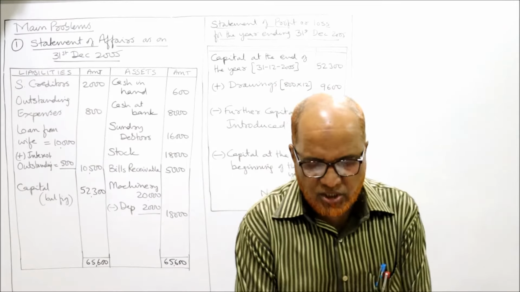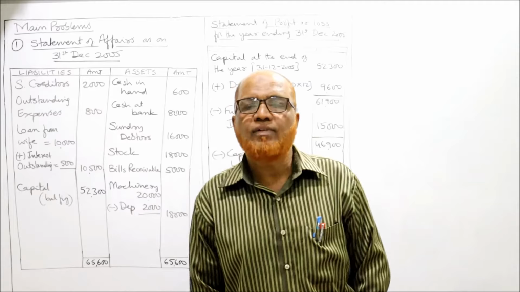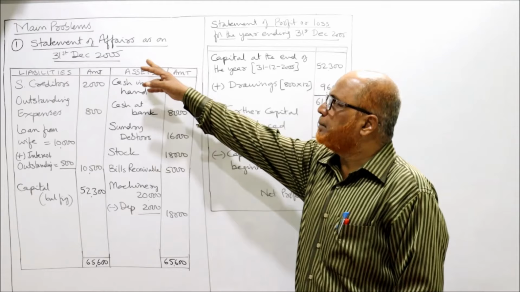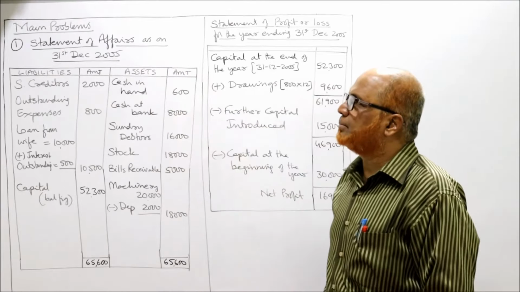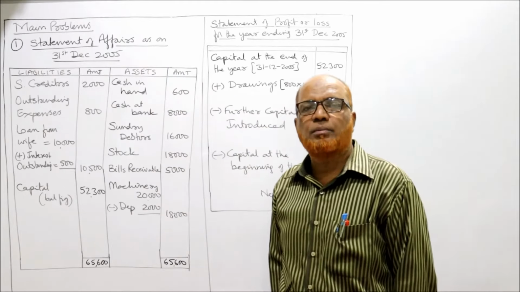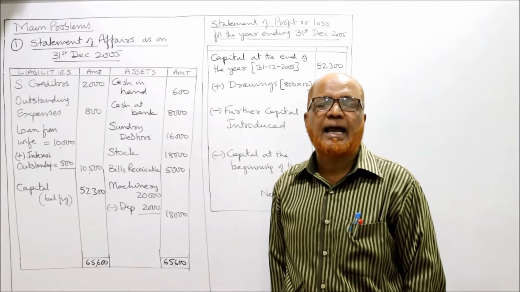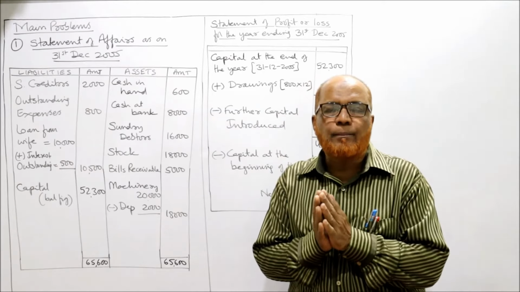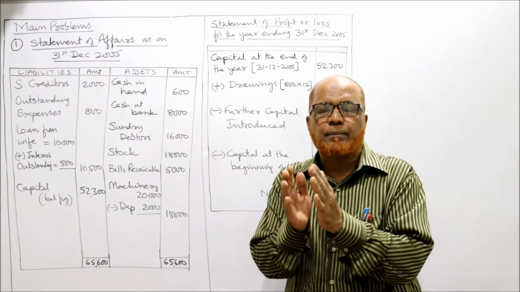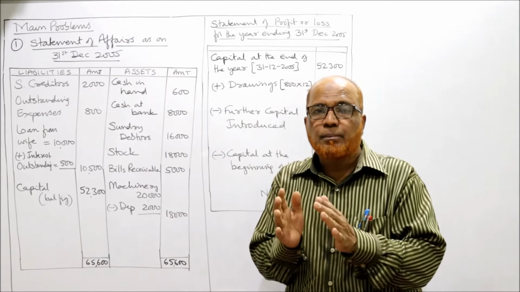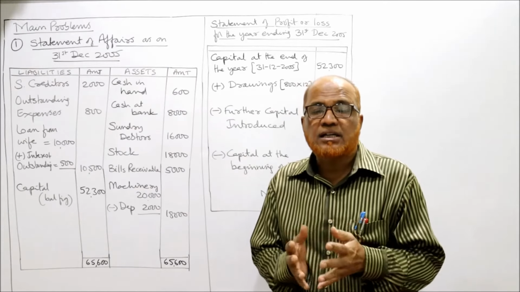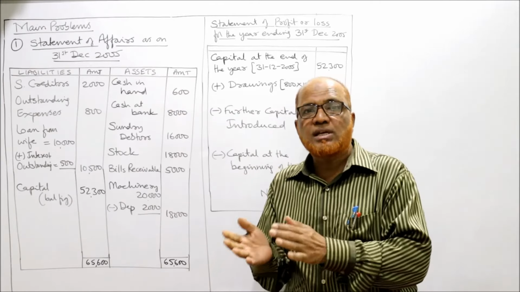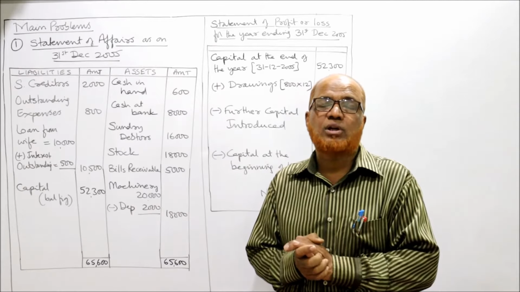So we have to provide depreciation at the rate of 10% on machinery and find out the profit or loss made by Verma. Now see carefully. Statement of affairs as on 31st December 2005. The statement of affairs will be prepared to find out the capital at the end of the year. In the statement of affairs method, we compare the capital at the beginning of the year and the capital at the end of the year. Capital at the beginning of the year is given in the problem. He started the business on 1st January with 30,000. So this is the opening capital. Now the closing capital, we have to find out what the capital is on 31st December.